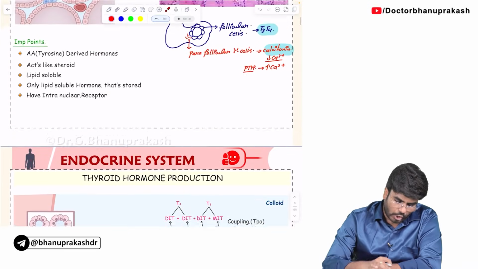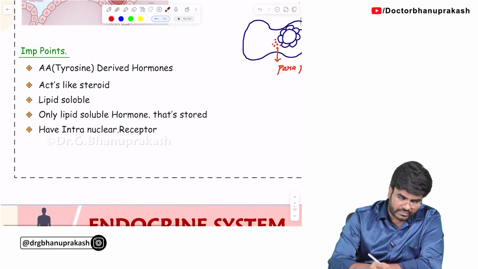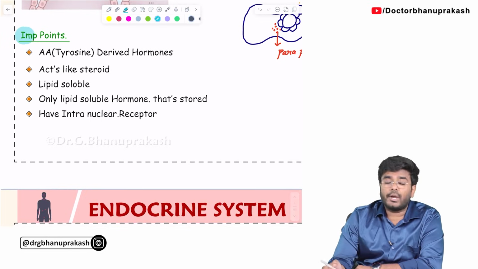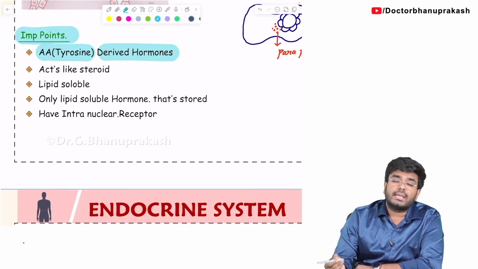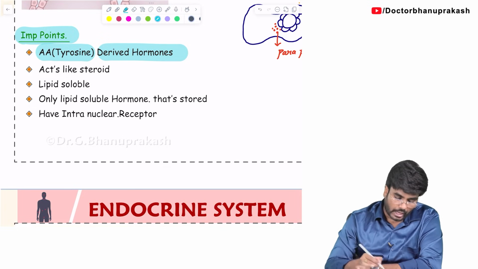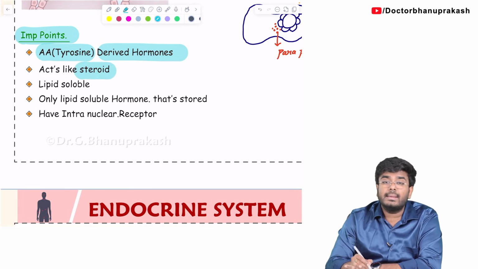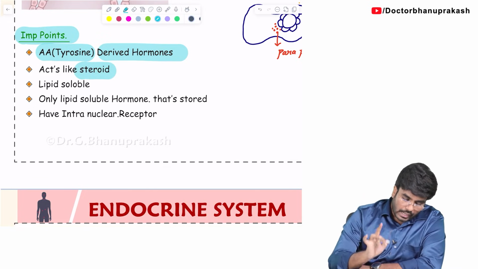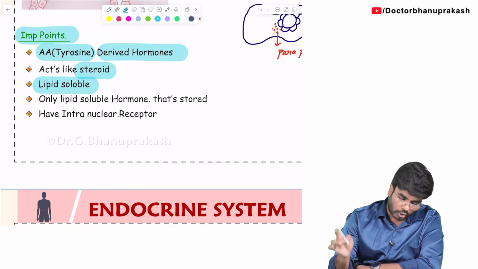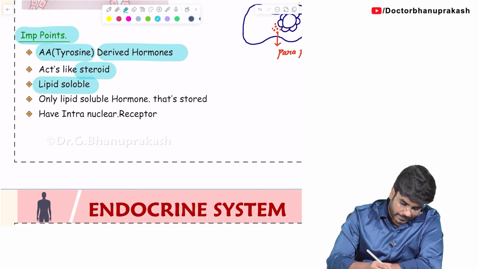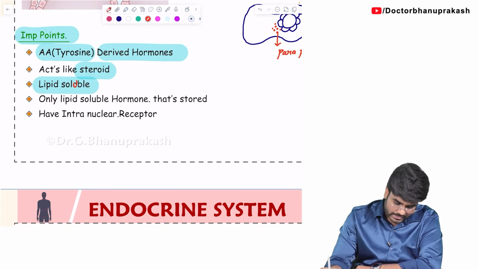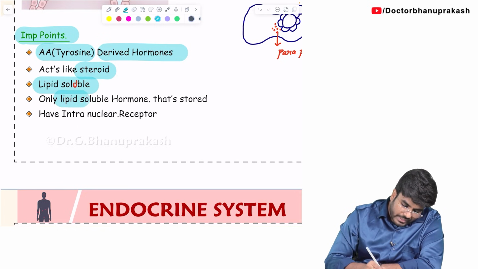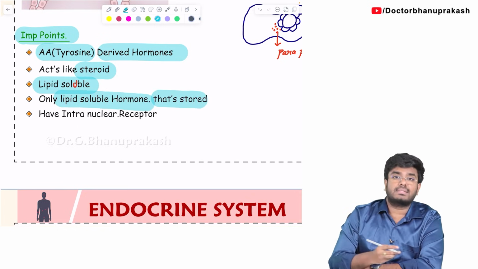Now again, revising all the important points one more time. Thyroid hormones are amino acid derived hormones, derived from the amino acid tyrosine. Even though they are amino acid derived hormones, they act like steroids. Why? Because they are lipid soluble hormones, so they can cross the cell membrane and enter into the cell. And these are the only lipid soluble hormones that can be stored for months.